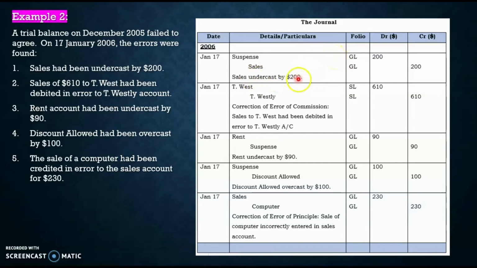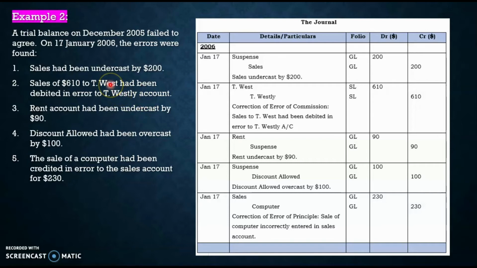Sales undercast by $200. Number 2, sales of $610 to T West had been debited in error to T Wesley account. Now, based on what we're seeing, this is not an undercast.